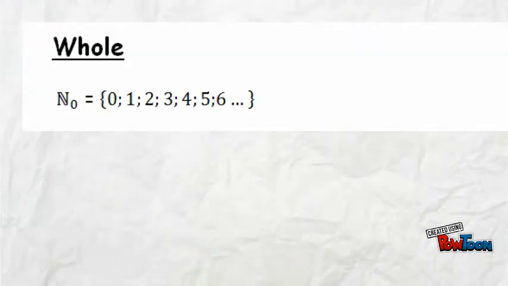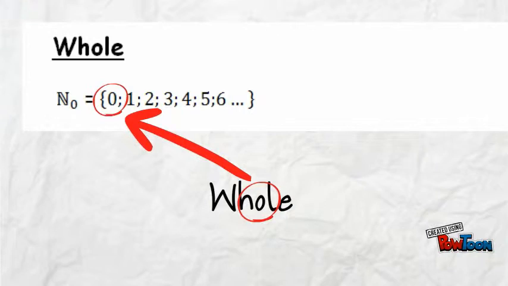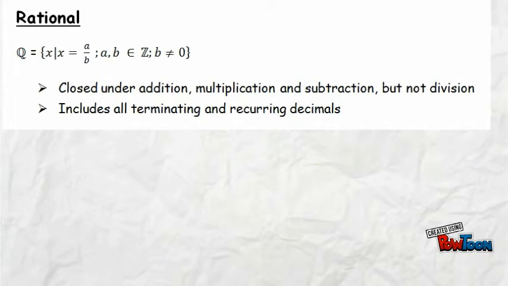Whole numbers are the same as natural numbers, except that 0 is included in the set of whole numbers. An easy way to remember the difference between natural and whole numbers is by noticing that the word whole has O in it, which looks like the number 0. Integers are once again an extension of whole and natural numbers, but integers include negative numbers as well as positive numbers. Okay, the next category to look at is that of rational numbers.